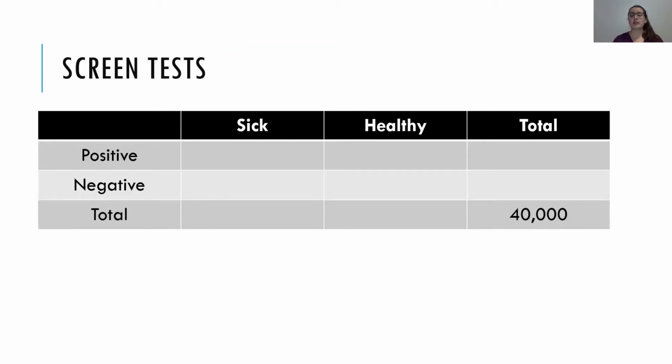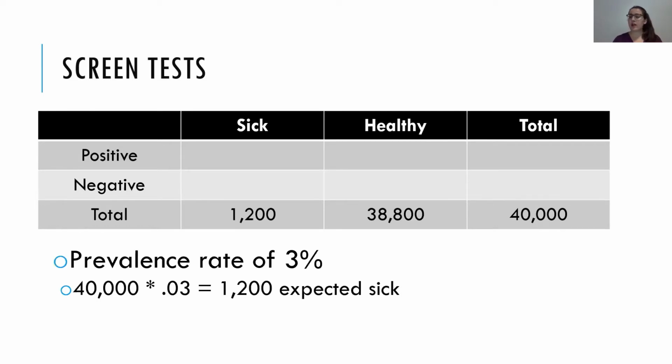Let's say that OU gets funding to test every single person on the OU campus. OU has about 40,000 people on campus between staff, faculty, and students. Right now, COVID has a prevalence rate of about 3%. What that means is of those 40,000 people at OU, we would expect about 3% of them to actually be sick. So if we take 40,000 and multiply it by 0.03, we would expect about 1,200 people to be sick. We're going to put that right here in our sick total. That means our healthy total is going to be everyone except the people we would expect to be sick. So we take 40,000 and subtract that 1,200 to get 38,800 healthy people at OU.